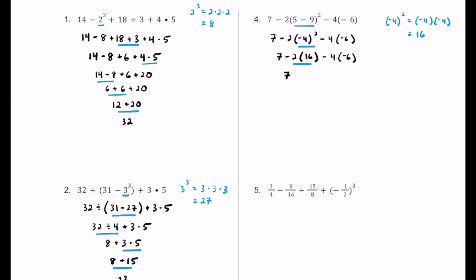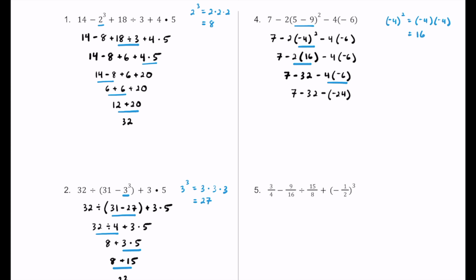This is going to be 7 take away 32. 2 times 16 is 32, minus 4 multiplied by this -6. Next, we're going to go ahead and take care of the other multiplication problem. So this is going to be 7 minus 32. We're going to take away, and then 4 times -6 is equal to -24. So I'm going to write -24 in parentheses here.